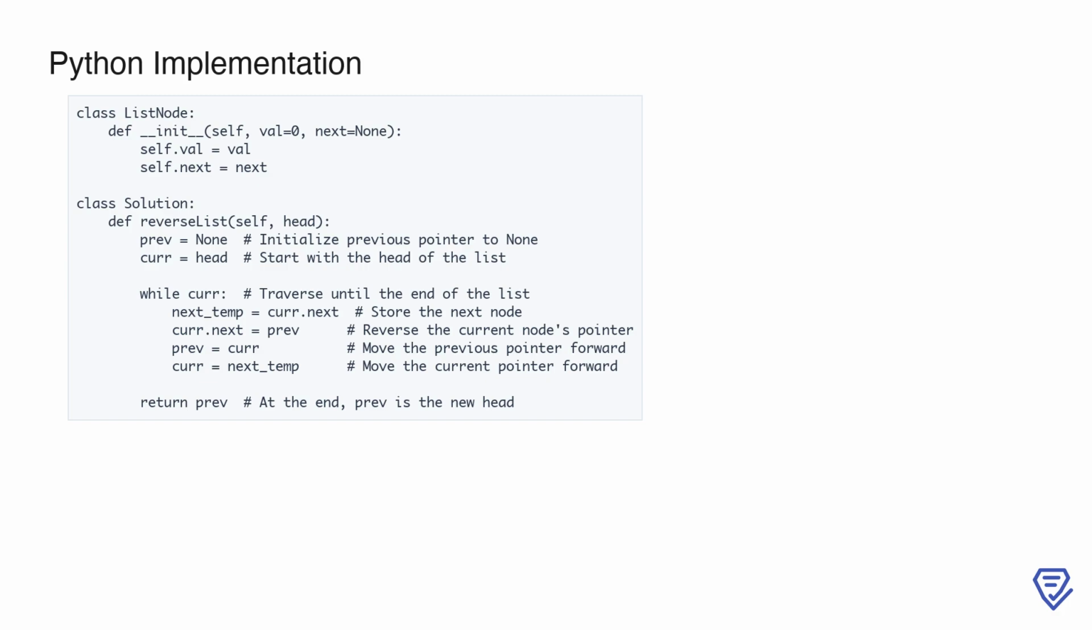4. Returning the new head. When the loop ends, previous points to the new head of the reversed list, which is returned. This algorithm runs in O(n) time complexity because each node is visited once, and it uses O(1) space complexity as no additional data structures are used. This makes it efficient and well suited for reversing a singly linked list.